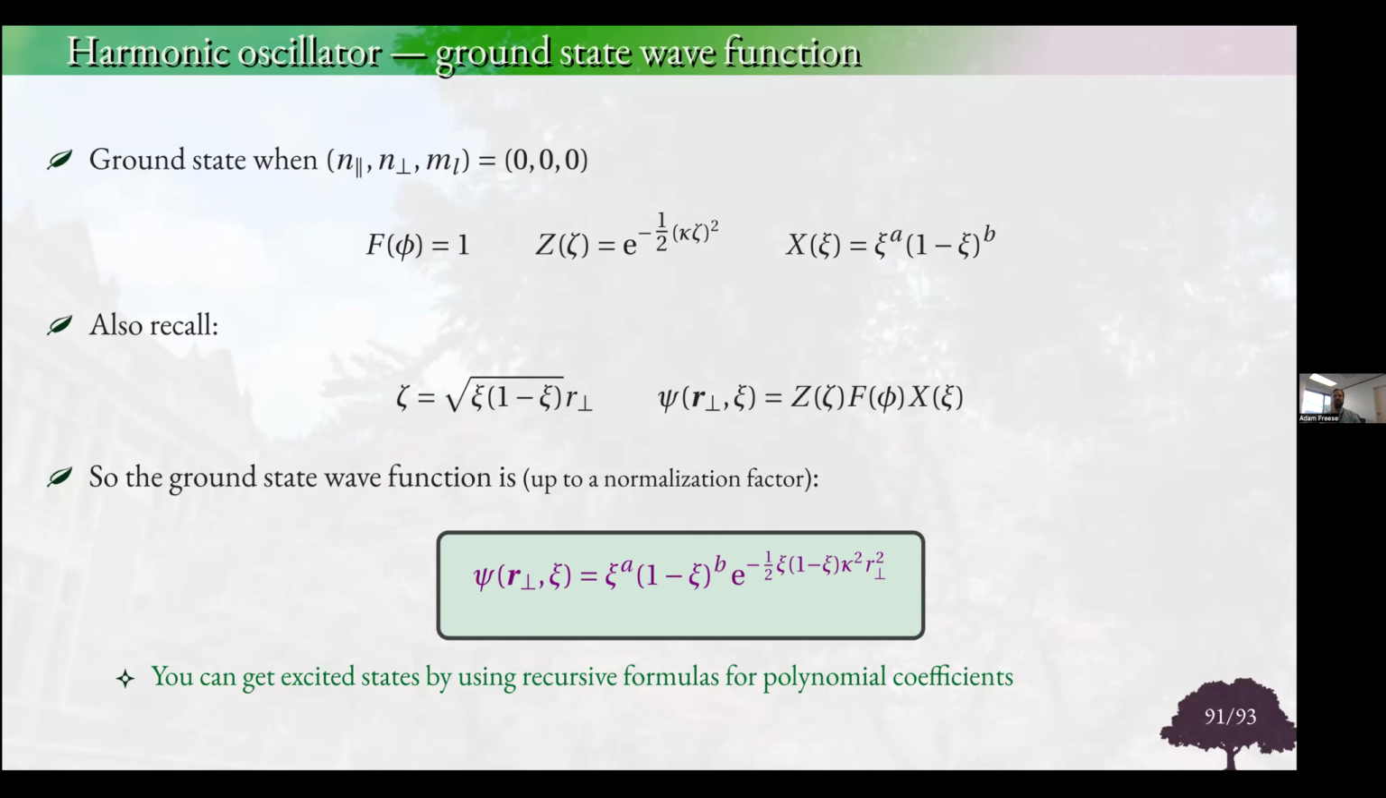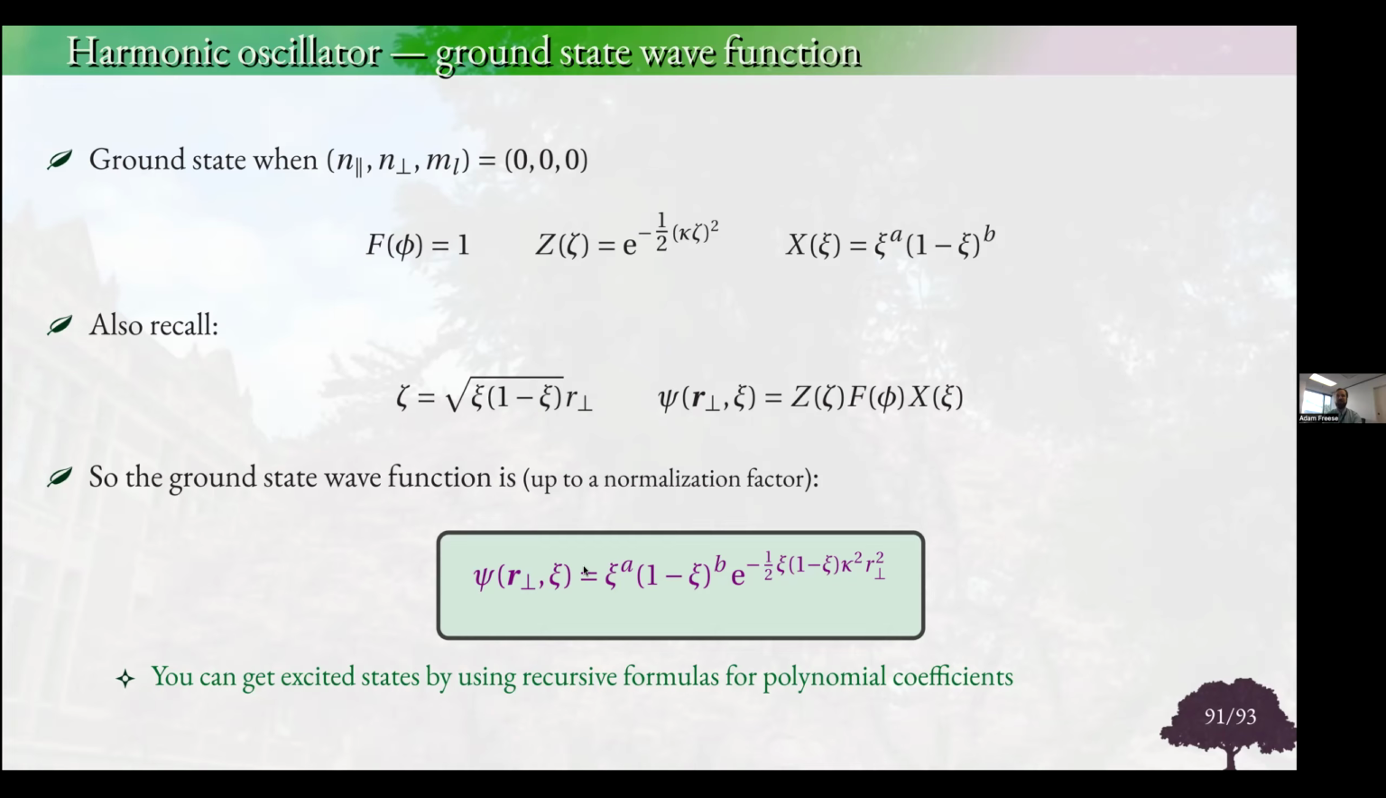As for the wave function, every one of the states is going to have a different wave function. Let's look at the ground state. That's when all of your quantum numbers are zero. You have trivial phi dependence, of course. Your z of zeta dependence is just going to be given by this Gaussian function. And your x of xi is given by basically the product of your endpoint behaviors. Recalling as well that zeta is equal to square root of xi times 1 minus xi times r perp, and that your wave function is the product of all these three things.